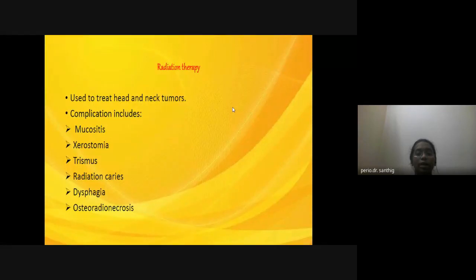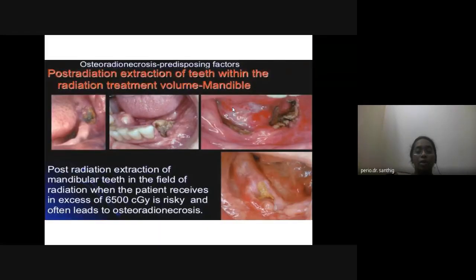So patients with cancers who are under radiation therapy used to treat head and neck tumors. Complications for the patients under radiation therapy are mucositis, xerostomia, trismus, radiation caries, dysphagia, and osteoradionecrosis. So osteoradionecrosis is because of the treatment with the radiation, the bone is necrosed because of the bone marrow suppression.